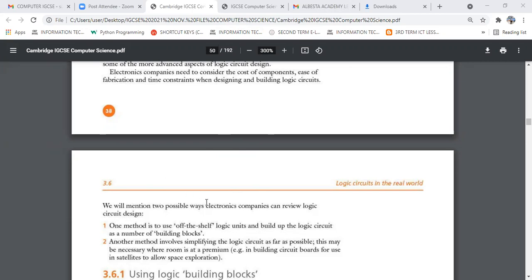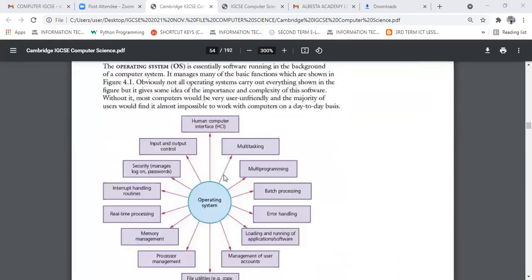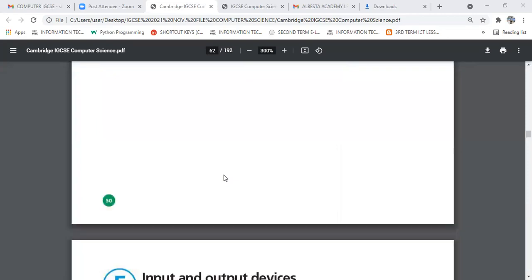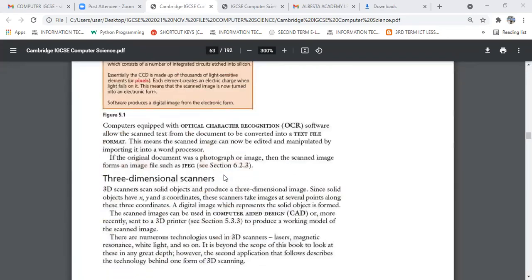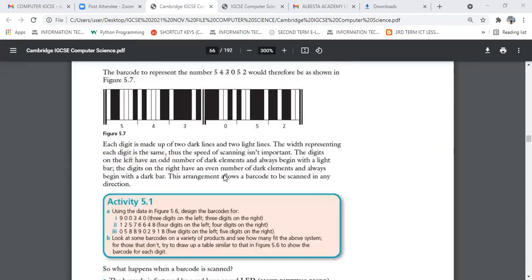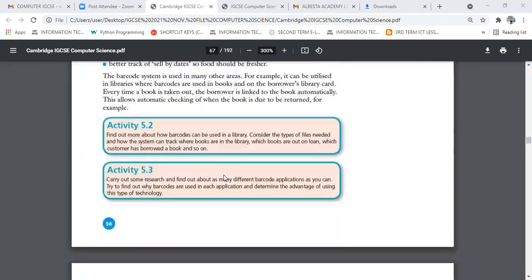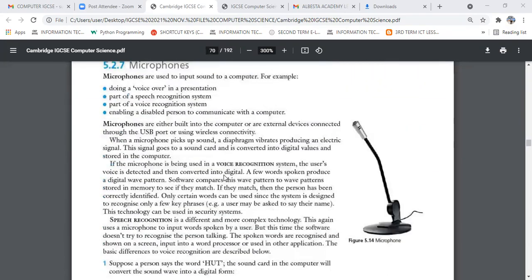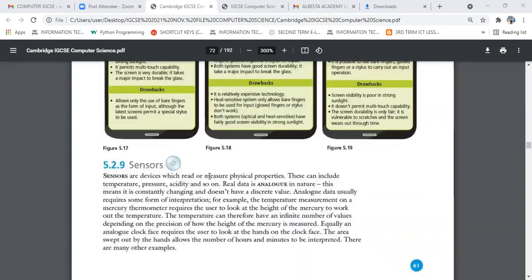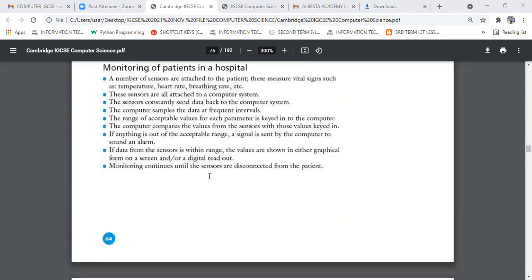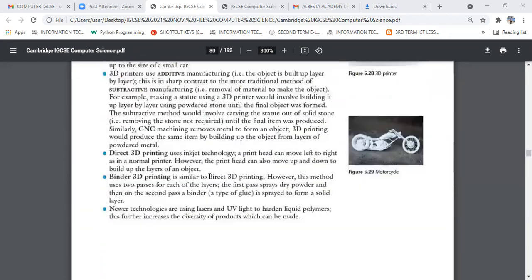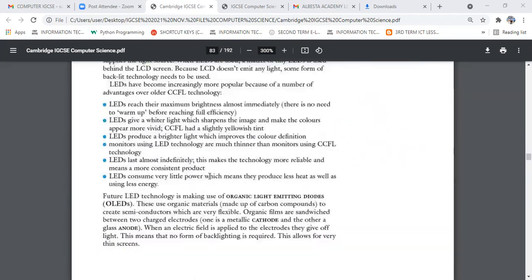We are considering memory, storage devices, and media. There we shall be looking at the primary storage, the secondary storage, and the offline storage.